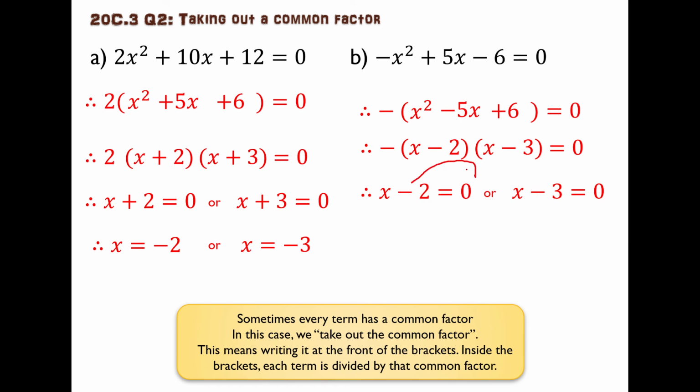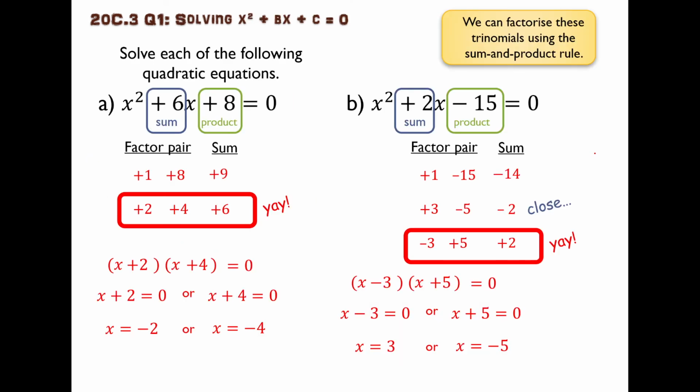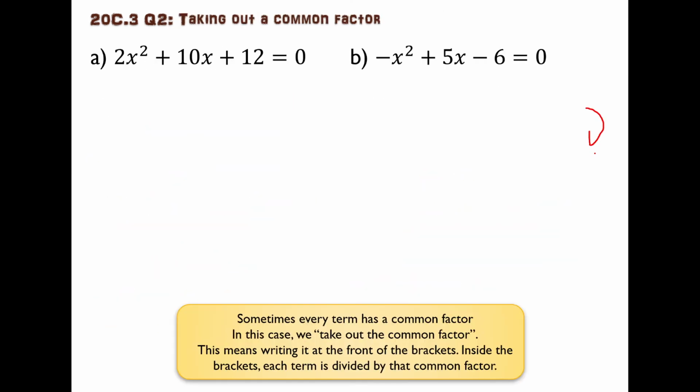Negative 2 goes to the other side, becomes positive 2. So x equals 0 plus 2, which is 2. This one, negative 3, moves to the other side, becomes positive 3. X is 0 plus 3, which is 3. Just a reminder, by the way, if the step from here to here is confusing, go back and do more of this stuff, more of the sum and product factorizing.